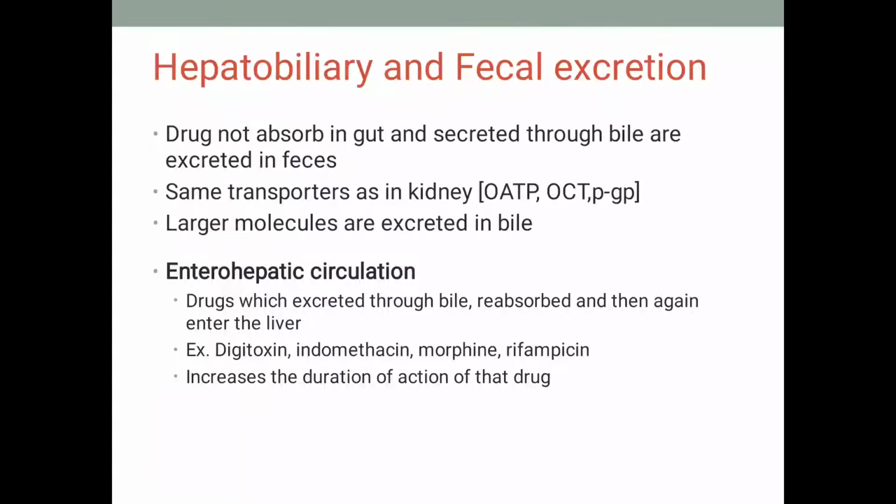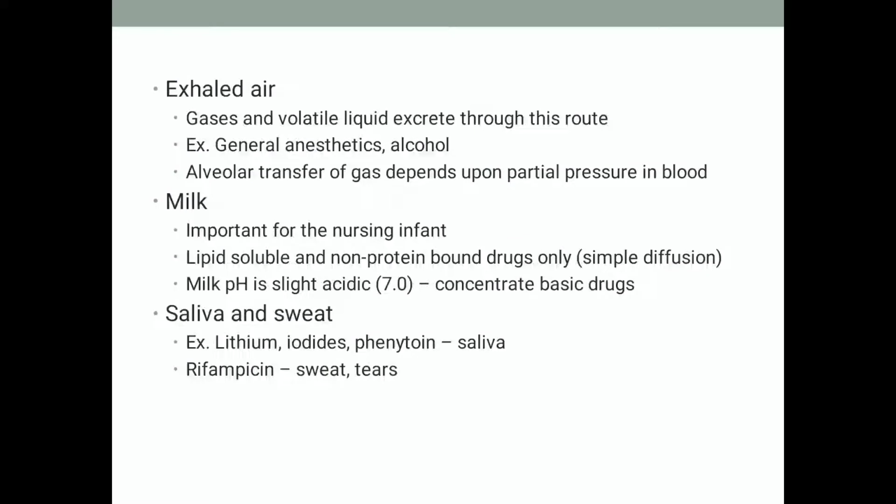So this is hepatobiliary excretion of the drug and fecal excretion of the drug. Other route is air. Through air, through lungs also drug can excrete. Like gas and volatile liquids are excreted through air or lungs. Examples are general anesthetics and alcohol. Alveolar transfer of the gas mainly depends on the partial pressure of blood. So this is excretion through air or lungs.